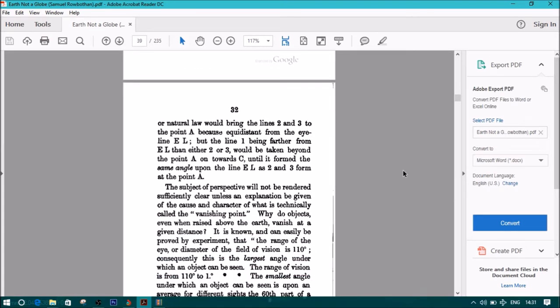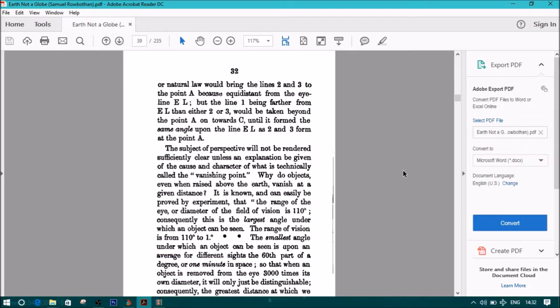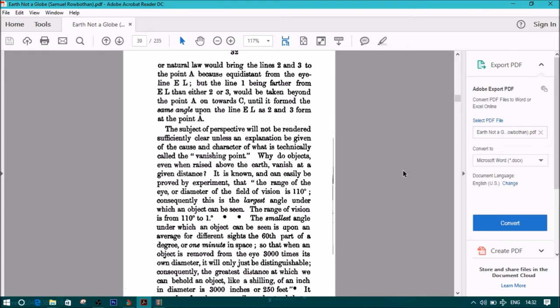The subject of perspective will not be rendered sufficiently clear unless an explanation be given of the cause and character of what is technically called the "vanishing point." Why do objects, even when raised above the Earth, vanish at a great distance? It is known, and can only be easily proved by experiment, that the "range of the eye," or diameter of the field of vision, is 110 degrees. Consequently, this is the largest angle under which an object can be seen. The range of vision is from 110 degrees to 1 degree.